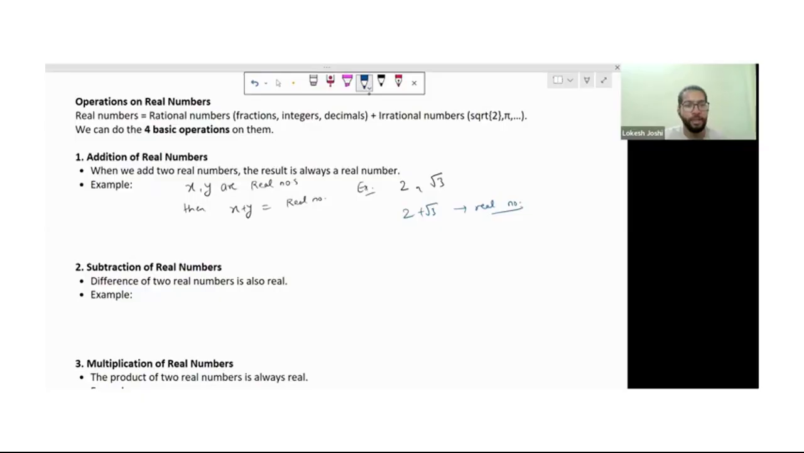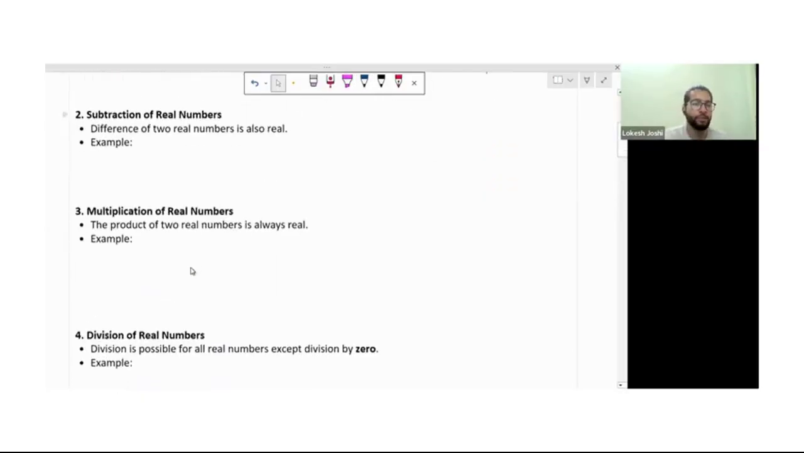Now subtraction of real numbers. It's the same: the difference of two real numbers is also real. For example, if I have 5 and 2, then 5 minus 2 is equal to 3. 3 is rational and rational is real. Suppose I have 3 under root 2 and under root 2. Now 3 under root 2 minus under root 2 is equal to 2 under root 2. It's irrational, so it will be real. So subtraction and addition of any real numbers will be a real number.